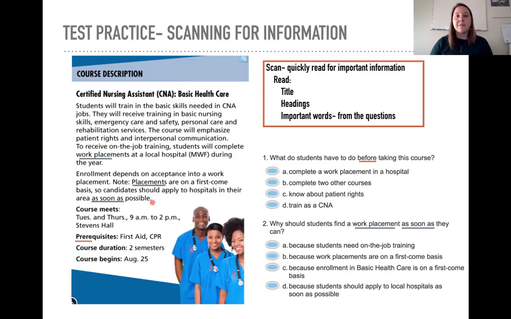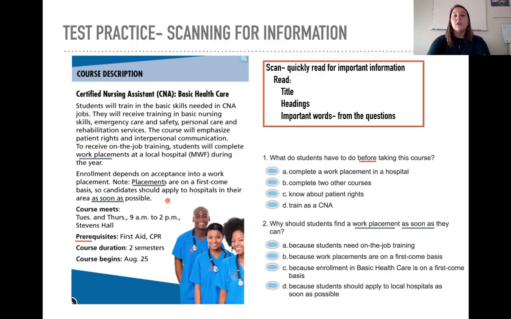So for example, if I say, I did not have electricity today, so we did not have online class. We did not have online class, and the reason for that is because I did not have electricity. So here, we know that what comes before so is the reason. So the answer is B. Work placements are on a first-come basis.